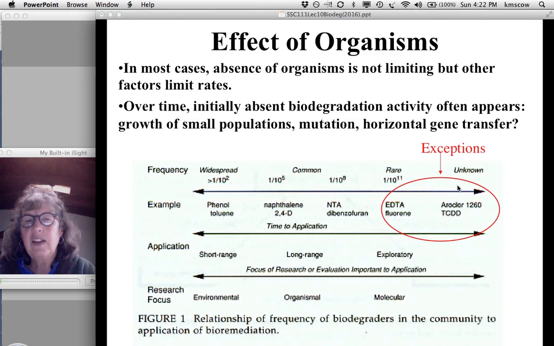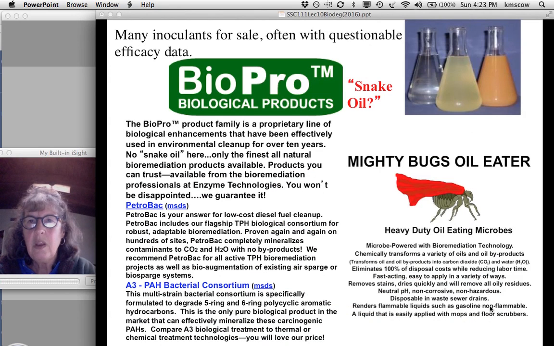But of course, I just want to remind you, as soon as you have that superorganism, then you've got to convince it to live in the environment, and it may have no ability to do so. So that's just the beginning of the story if you do find an organism or create an organism that can degrade a complex pollutant. Okay, inoculants are around.